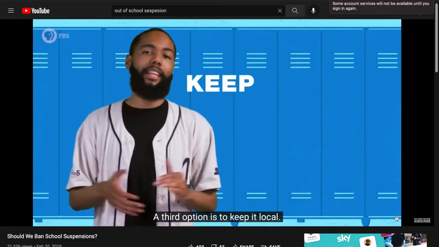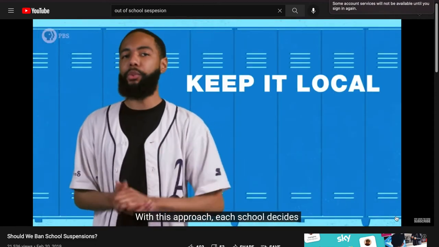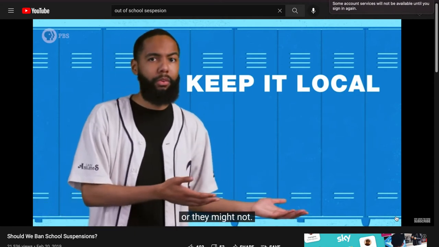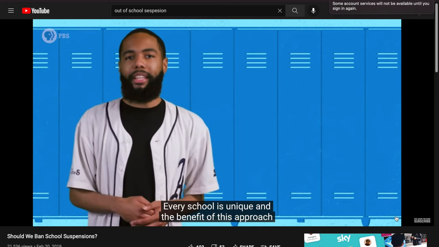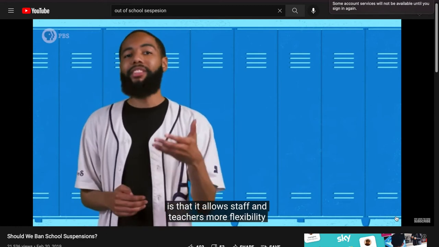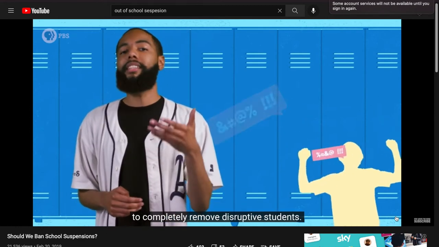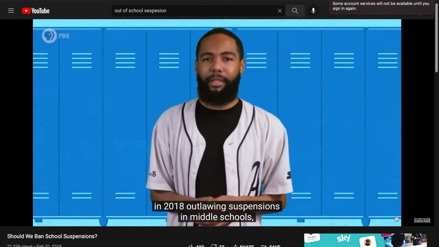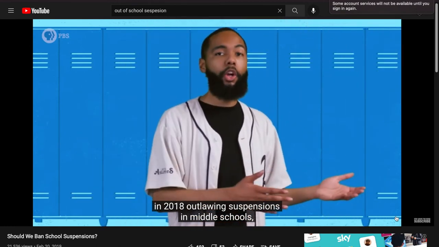A third option is to keep it local. With this approach, each school decides what works best for its students. Out-of-school suspensions might be included, or they might not. Every school is unique, and the benefit of this approach is that it allows staff and teachers more flexibility to completely remove disruptive students.